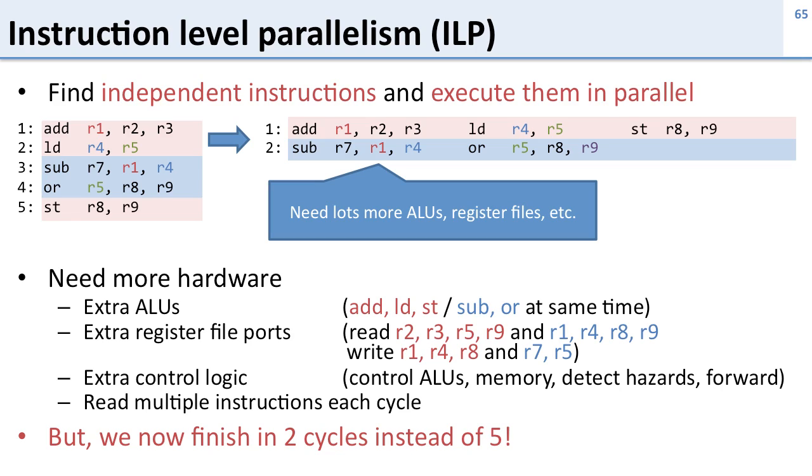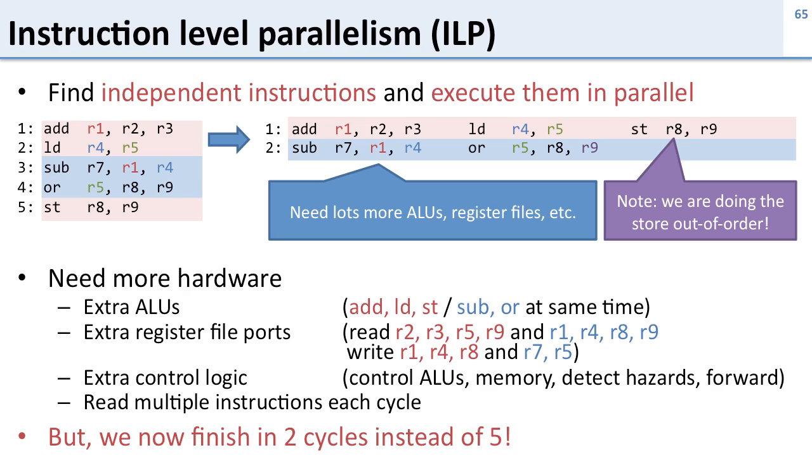So one other thing that's important to look at here, we're doing things out of order. So this store instruction, it came after all the other instructions here, but it's not dependent on any of those instructions. So we can move it up earlier and execute it earlier, and that's what we've done here. We're executing the store at the beginning, even though it's later on in the actual program order. So we've done 2 things to make this run in 2 cycles. We figured out independent instructions and executed them in parallel on more hardware, and we moved the order of the instructions around. So we're executing them out of order.